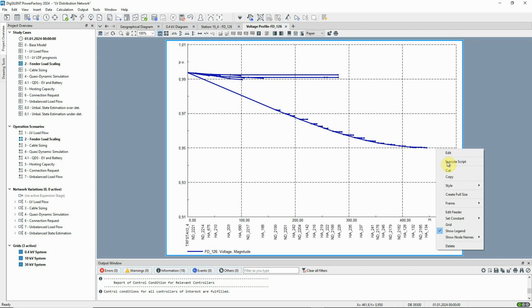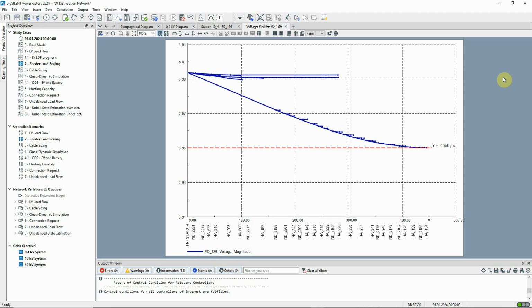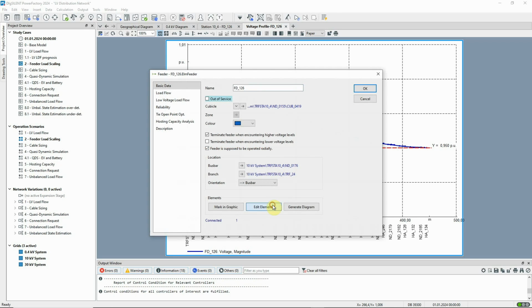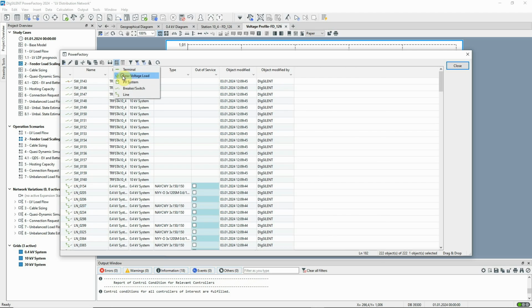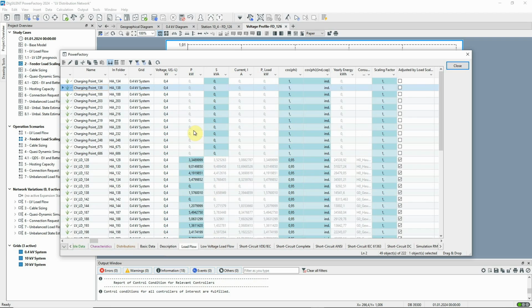We can also add a constant y value to the plot. The target is to keep voltages at or above 0.95 per unit, and we can see that this target is met at the moment. Let's look again at the loads in the feeder. The total active power is about 157 kilowatts.